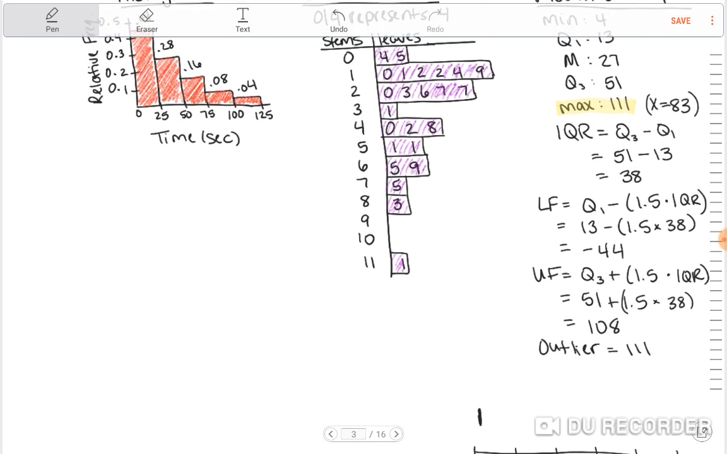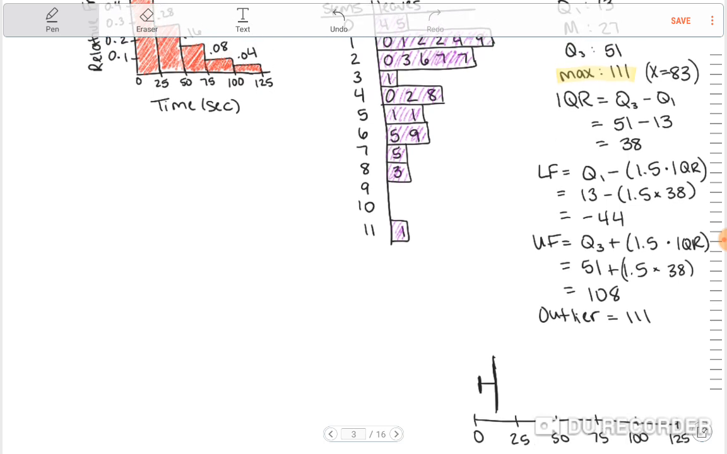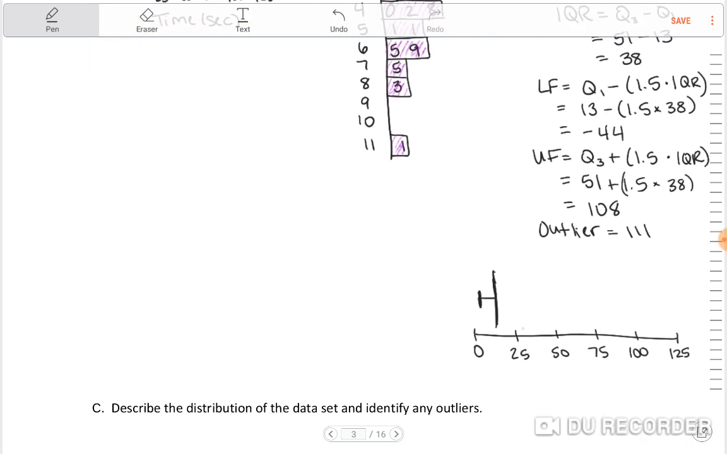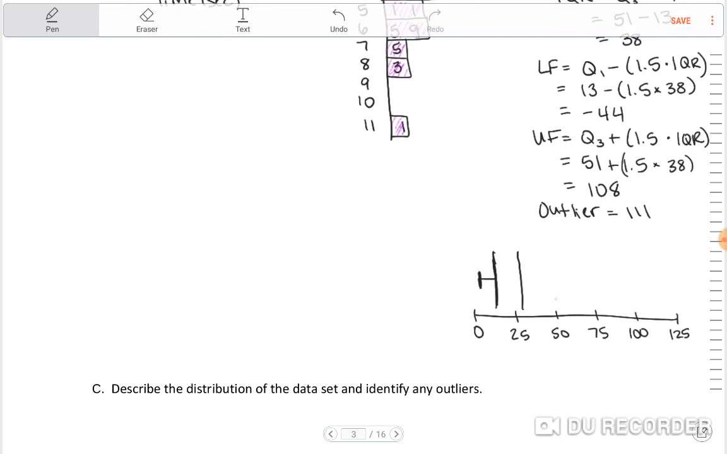The first quartile is 13, so 13 should be right about halfway here. I'm going to do a longer line, connect those. That's my first quartile. Then I'm going to do my median, which is at 27, just a little bit after the 25 here. And then my third quartile is at 51, so just right after the 50 here. This is going to be my box.